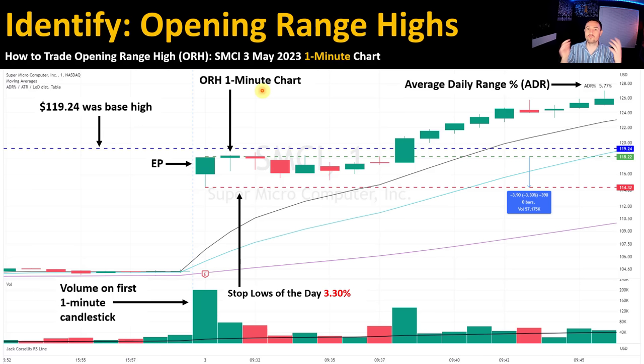So decent volume coming through, very good volume on a relative basis for the first 1 minute candlestick. Good, strong close, shakeout demand tail. The high of that 1 minute candlestick is 118.22. So opening range high breakout through the high of the first 1 minute candlestick, that's where you get filled. Stop, lows of the day, 114.32.